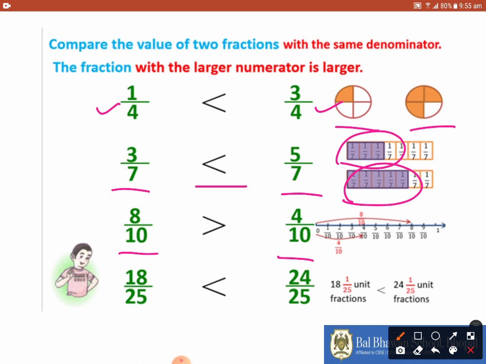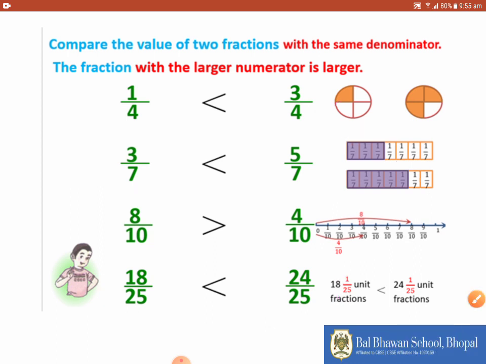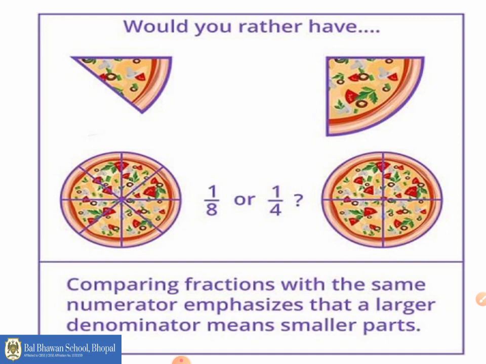And in the last example also, 18 by 25 and 24 by 25, since 24 is bigger than 18, so 18 upon 25 is less than 24 upon 25. So we have observed that to compare like fractions, we just have to compare the numerators since the denominators are same. So the fraction having bigger numerator will be a bigger fraction.